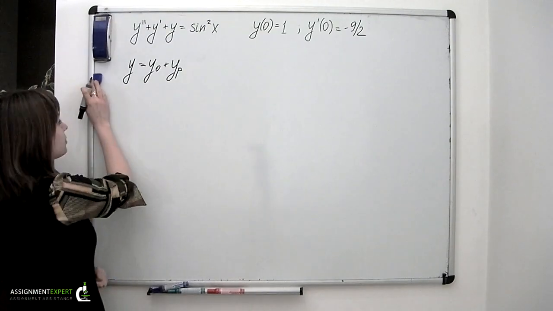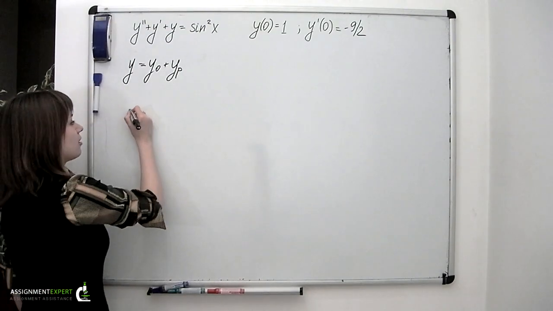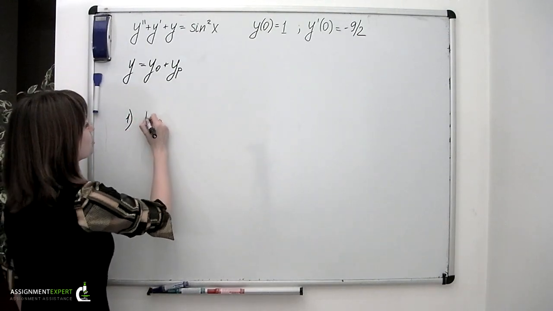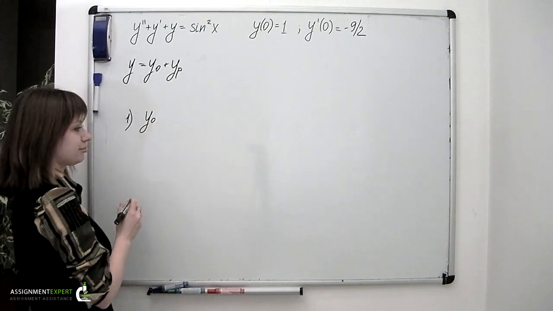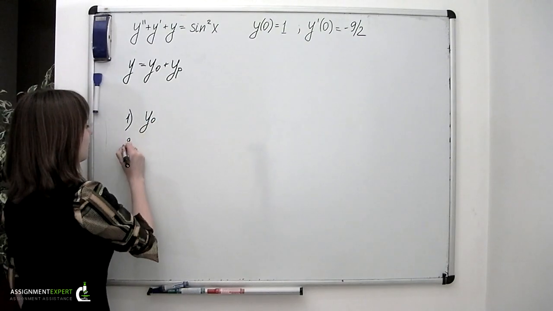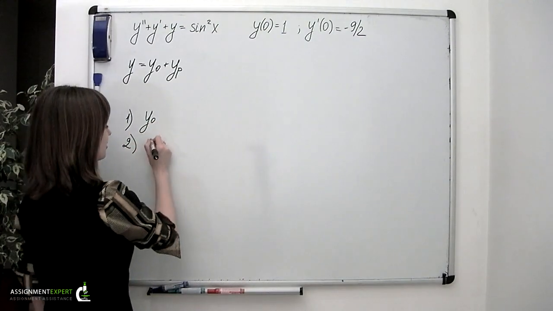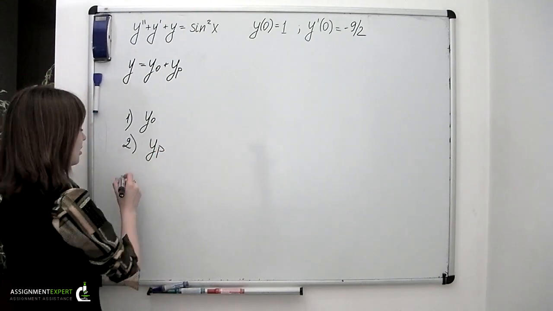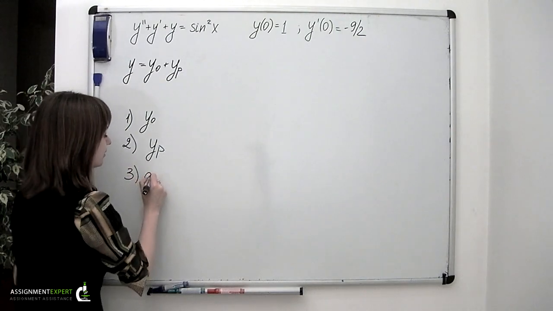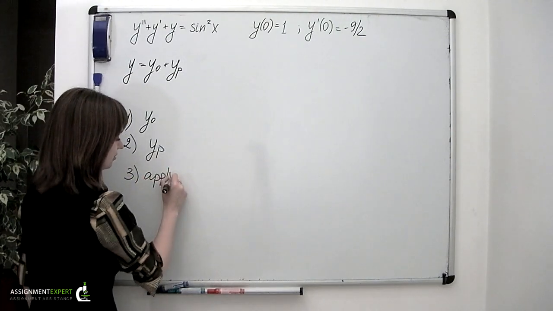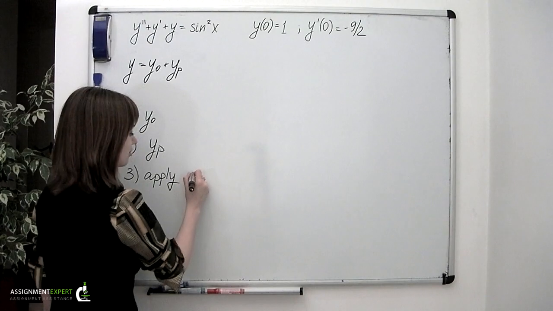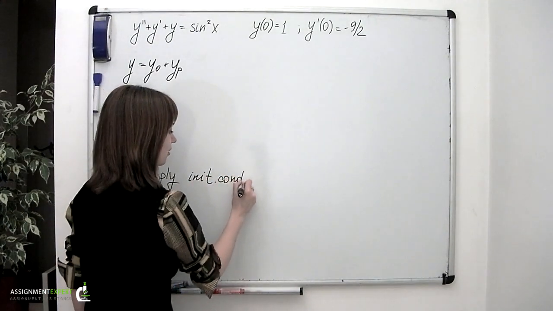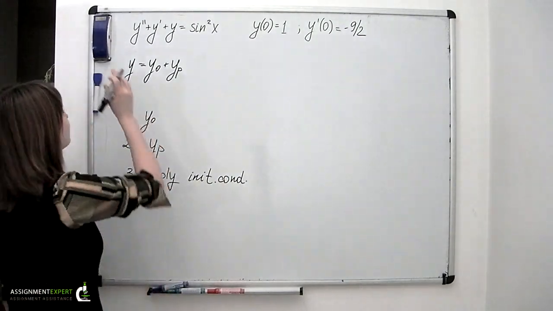So our plan is the following. First we're going to solve the corresponding homogeneous equation to find the y sub 0. Then we're going to find the particular solution to the given non-homogeneous equation. And then finally we'll apply the initial conditions. So off we go.